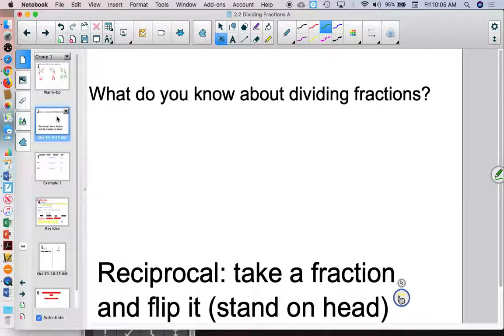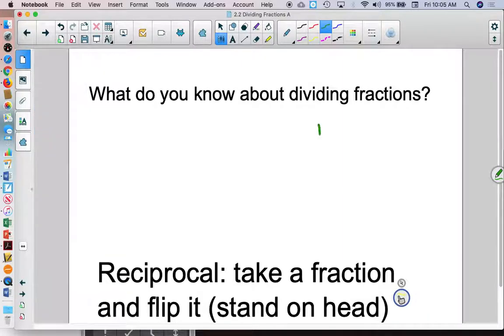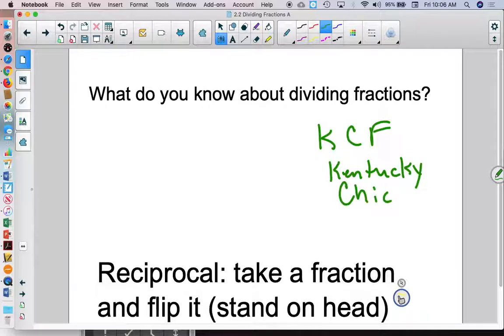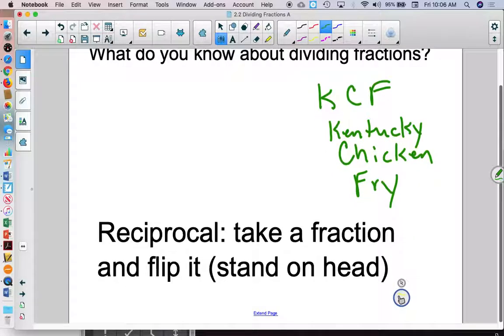Macy, you've heard something that says keep, change, flip. Keep, change, flip. Kentucky Fried Chicken. Just a way to remember it. Okay? So do you ever really divide fractions? No. If you look at the note below, it says the reciprocal.